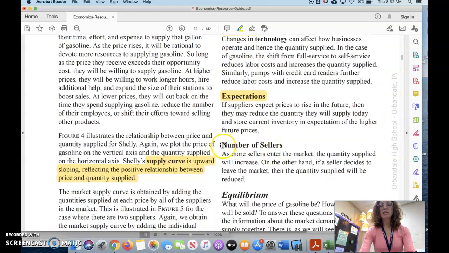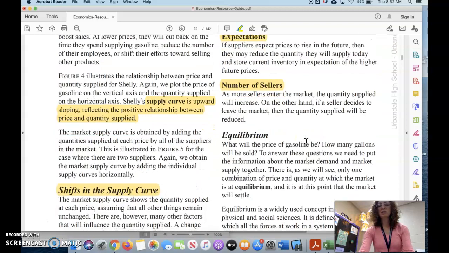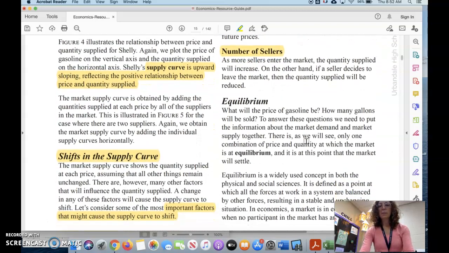And again, just like the number of buyers influences demand, the number of sellers is an influence on supply. When you have more sellers, the quantity of supply increases and often causes the price to go down. That brings us to another important concept, which is equilibrium.